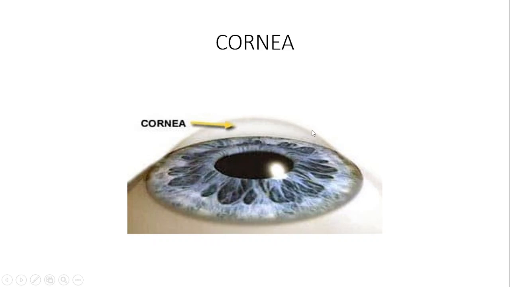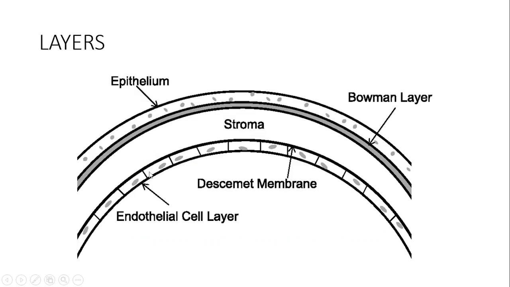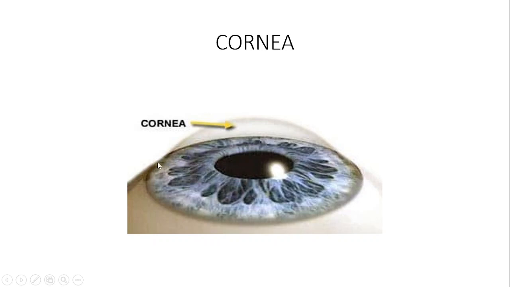It has this anterior curvature. This client is lying down and looking at the ceiling. All right, so this is the cornea. It starts from the limbus, has an anterior curvature like this, and ends here. It is transparent, as you can see.